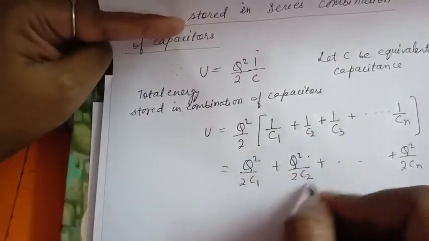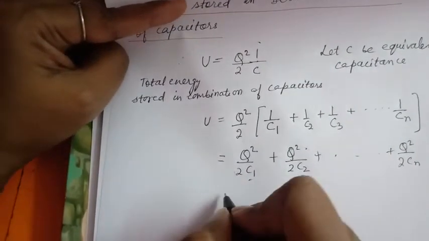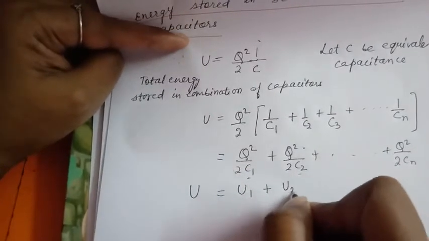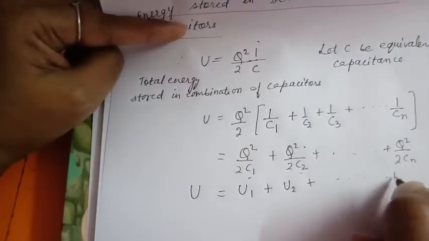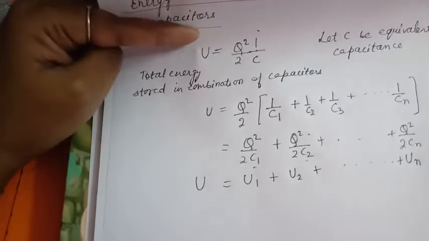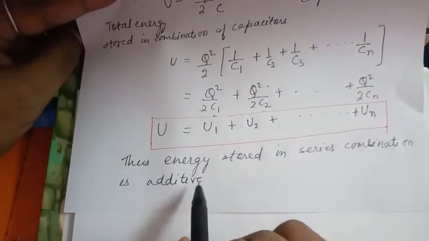These are the potential energy formulas, but for the different capacitors. So we can write that the total potential energy is the combination of the potential energies stored in each capacitor. This is the final formula. The energy stored in series combination is additive.